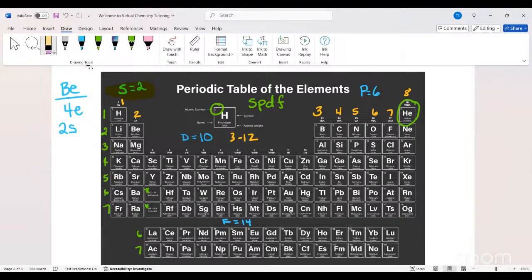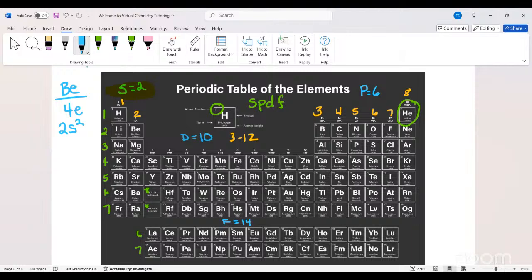So beryllium is in the S neighborhood. But which part of the neighborhood? It's in the second one, okay? See that 2 above it? It's in the second one. Well, it's only 2 columns. It's either the first or the second one.